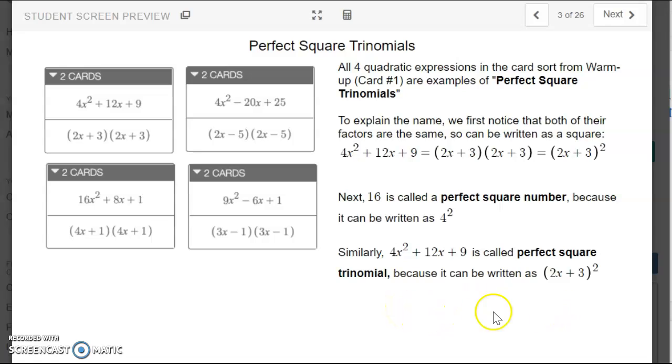And visually, it means that 2x plus 3 is the length of a square, and 2x plus 3 is also the width of the square. So we're talking about a square. That's why it's called a perfect square.